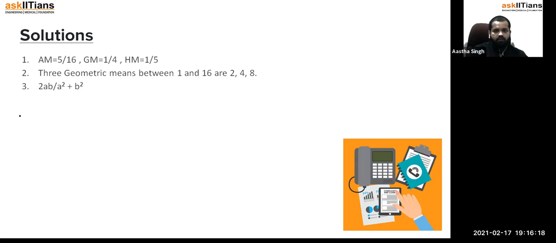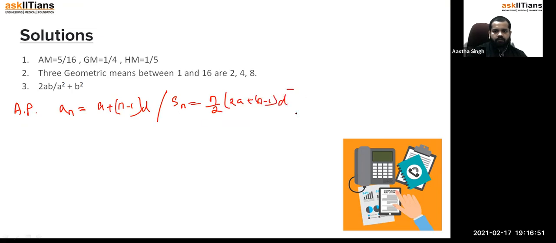So let me remind you what I have told you for your arithmetic progression. I'm just summarizing what I have told. An is equal to a plus n minus 1 into d. This is your arithmetic an formula, right? Now I will write your sum formula: S of n is n upon 2 into 2a plus n minus 1 into d, right?